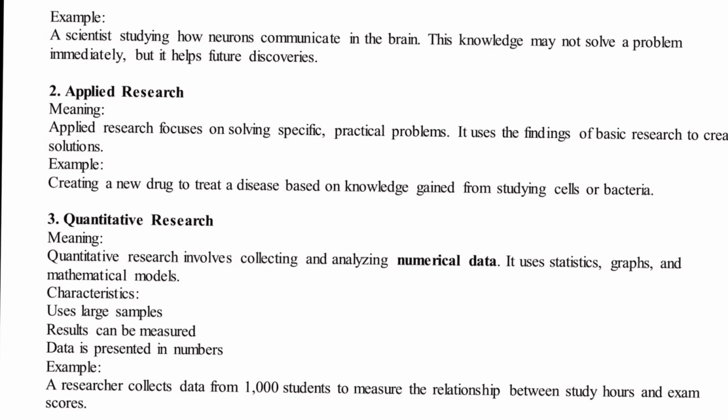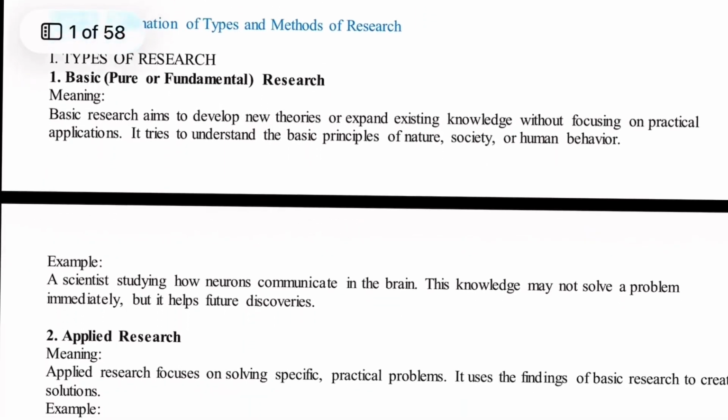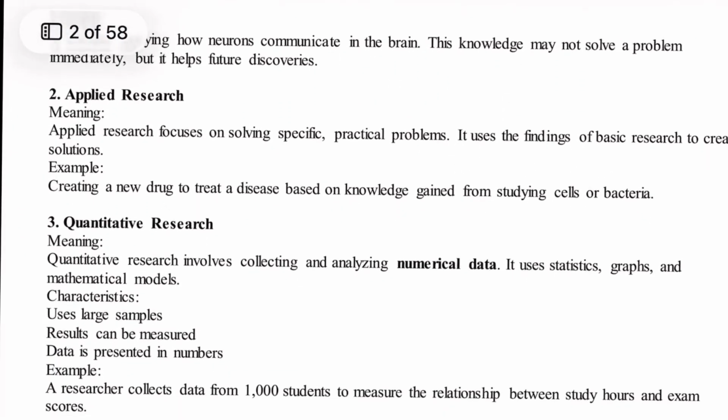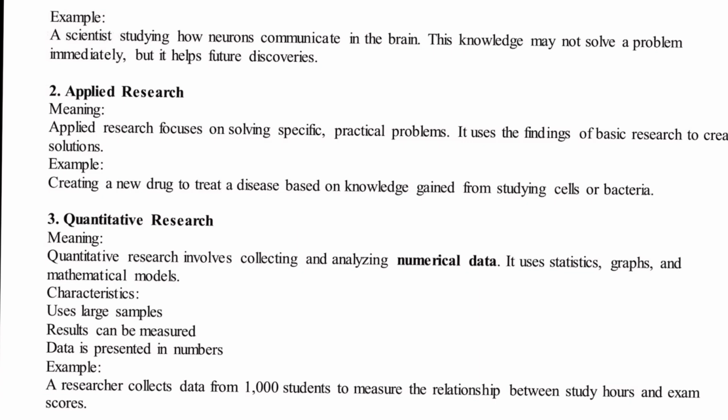First type of research is basic research. Basic research aims to develop new theories or expand existing knowledge without focusing on practical application. It tries to understand the basic principles of nature, society, and human behavior. Example, a scientist studying how neurons communicate in the brain. This knowledge may not solve a problem immediately, but it helps future discoveries.